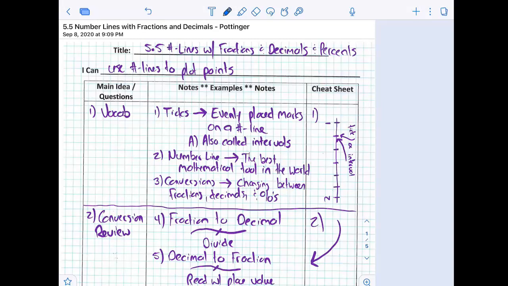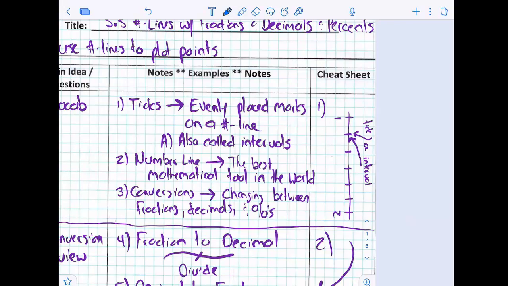5.5, number lines with fractions, decimals, and percents. Can we convert and can we plot number lines and compare numbers with fractions, decimals, and percents? Yes. All right. Okay, you guys ready? Yeah. Let's get through this one quickly.